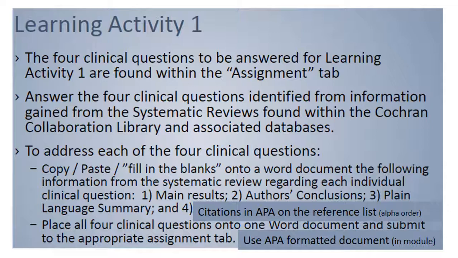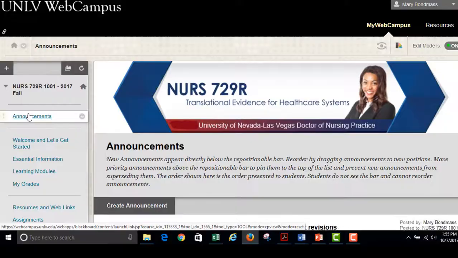Again, you're filling in the blanks into the Word document that I have provided, the information regarding the main results, the author's conclusions, the plain language summary, and then the citations for each of the respective systematic reviews will go on the reference page. All 4 questions will be on one page, and I've specifically formatted a document and given you an example of how to change the citation from the Cochrane method of citation to the APA format. This formatted document can be found within the module.